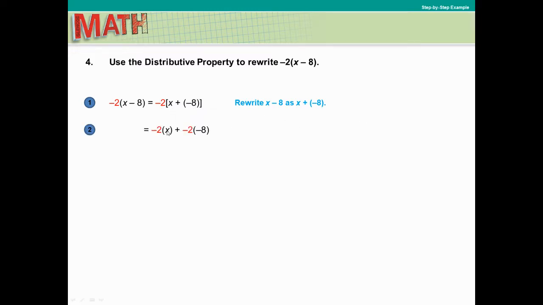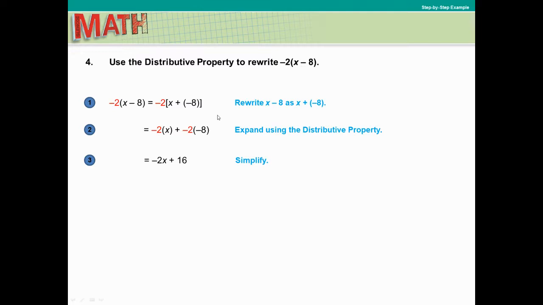That would be negative 2x plus negative 2 times negative 8. So you're using distributive property. That would be negative 2x. Negative times a negative is a positive, so it's going to be plus 16. That's simplified, and you can't go any further than that to simplify it.